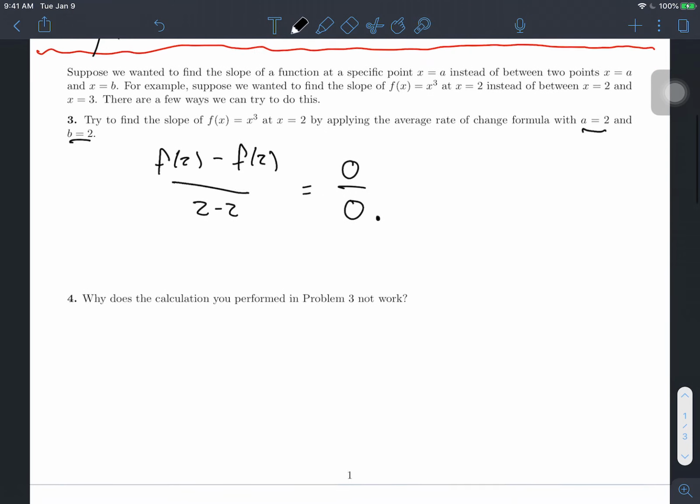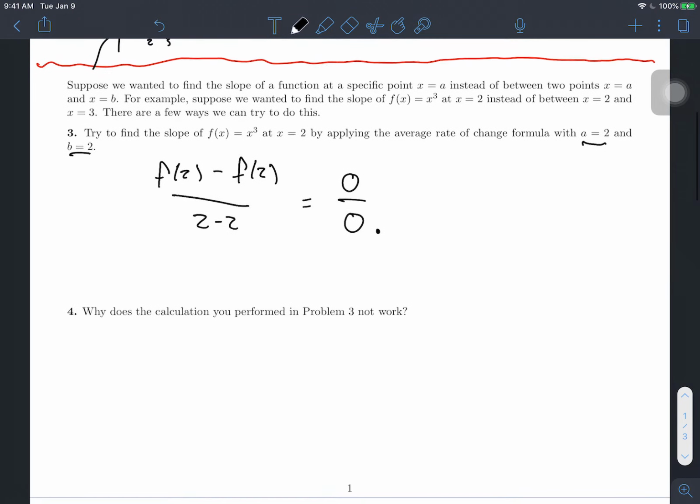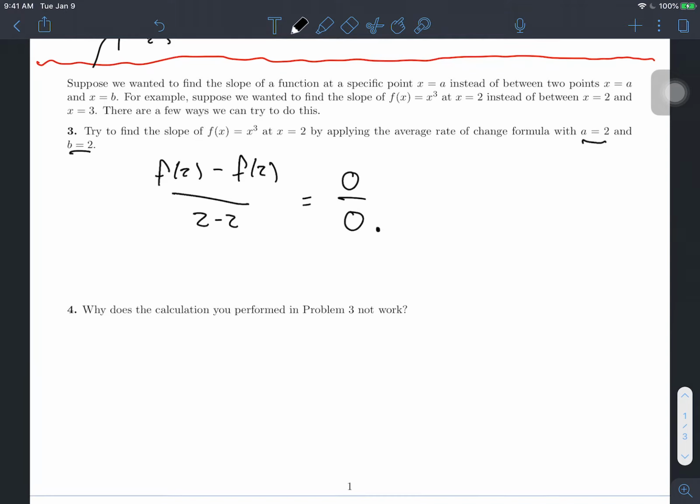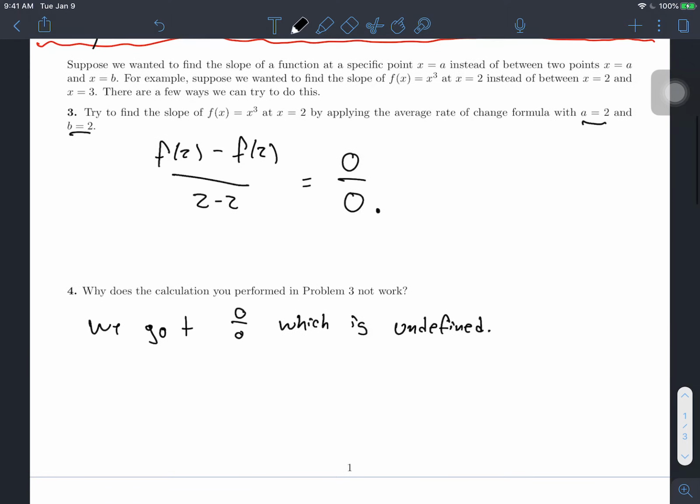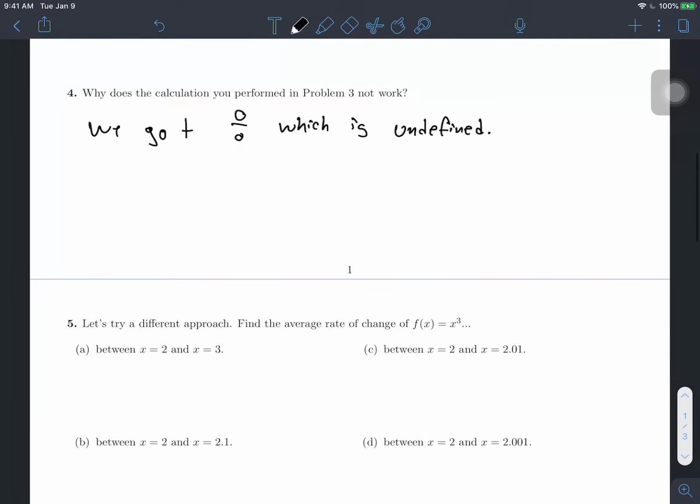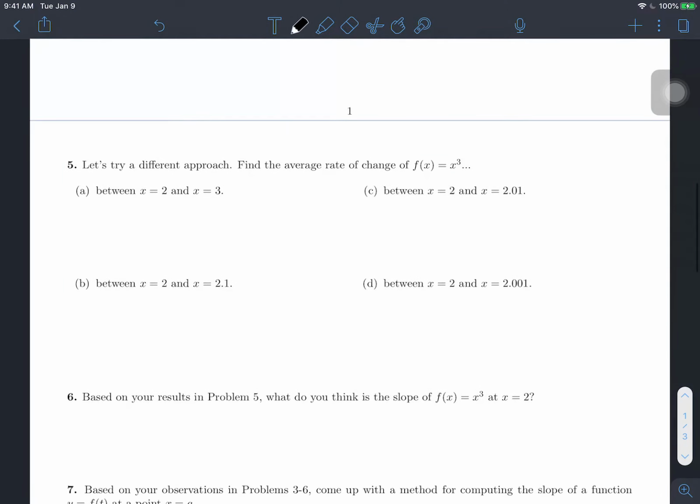Okay, so why did the calculation you performed in problem 3 not work? We got 0 over 0, which is undefined. Okay? Undefined. All right, let's try a different approach.